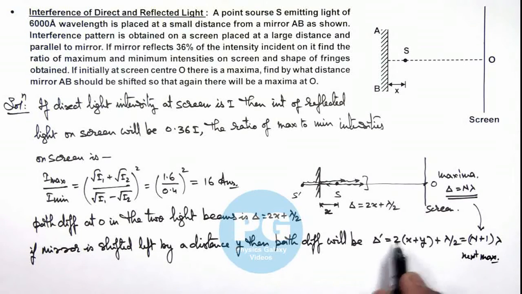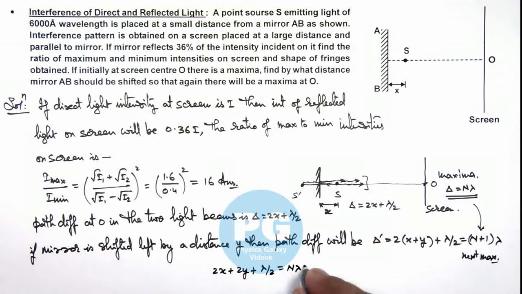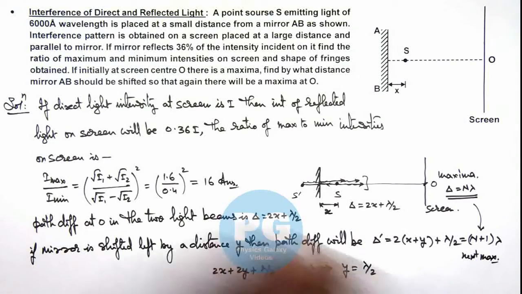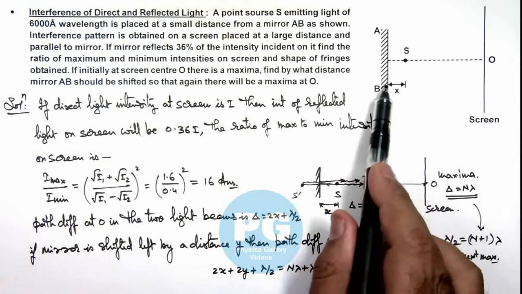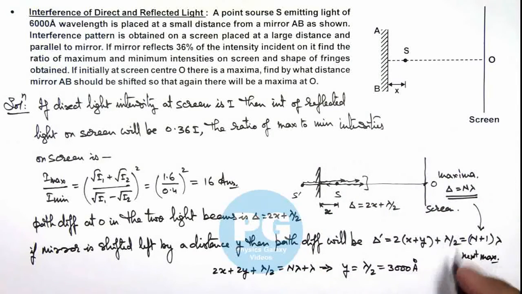So if we further simplify it, here we can solve it. This will be 2x plus 2y plus lambda by 2 equals n lambda plus lambda, which gives us y equals lambda by 2. As lambda is 6000 angstrom, this is 3000 angstrom, by which the mirror should be shifted so as to obtain another maxima at O. That is the result of this problem.